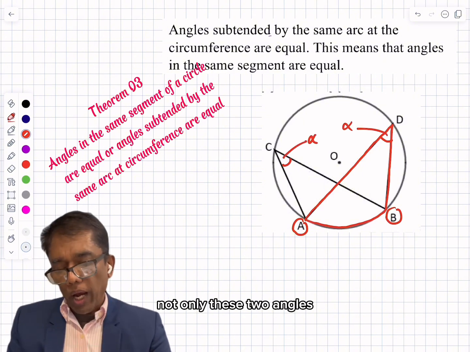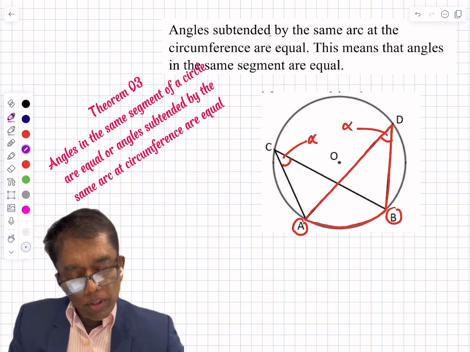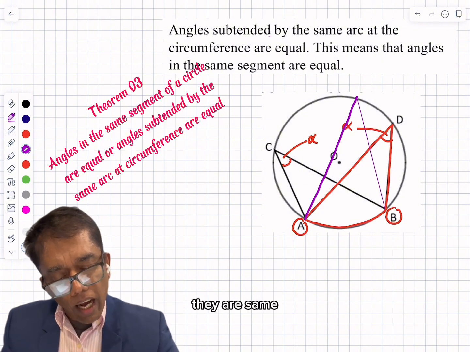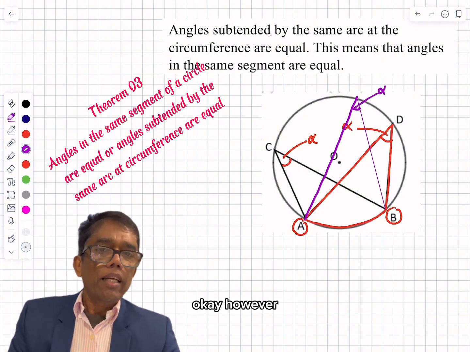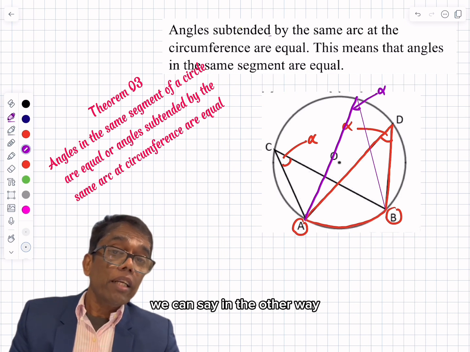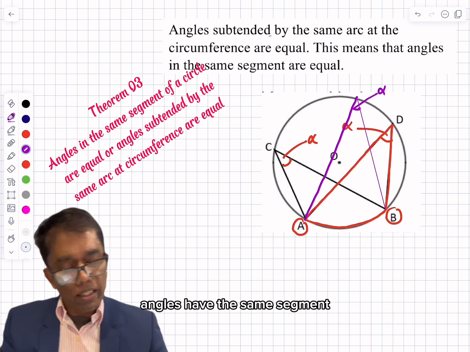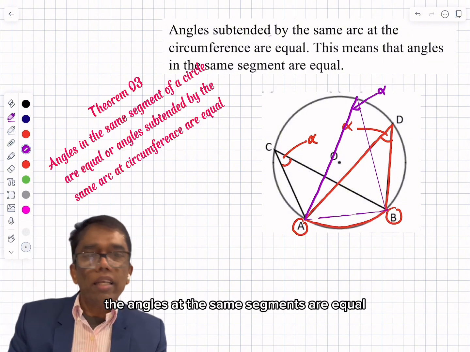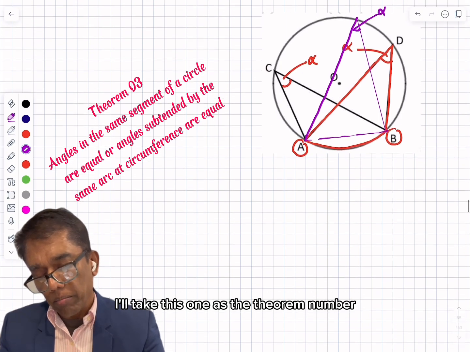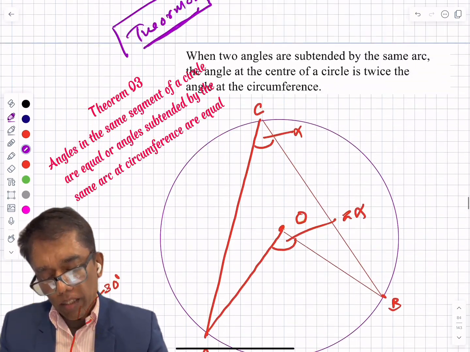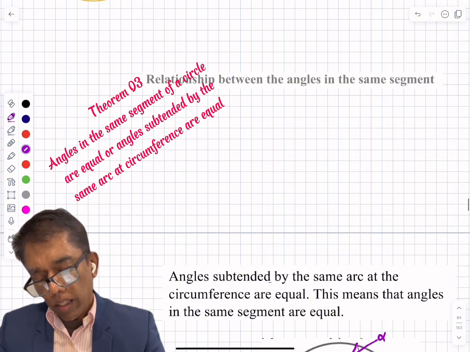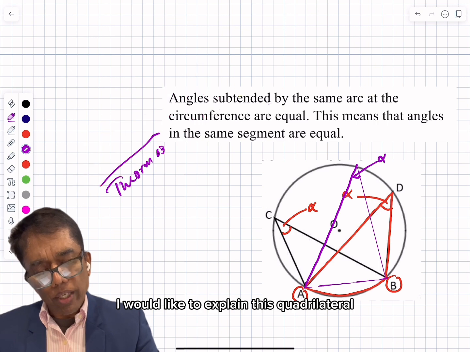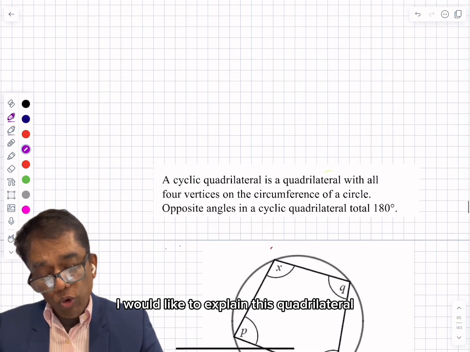Not only these two angles, if you want, we can draw infinitely many angles like this. They are the same. However, we can say it in the other way, angles at the same segment. Here, if I connect AB, the angles at the same segment are equal. I'll take this as theorem number 3.